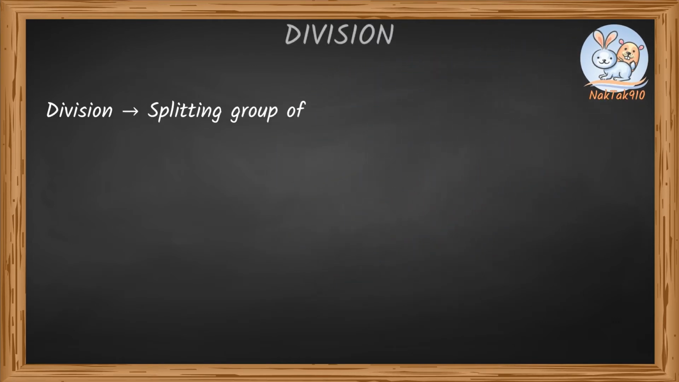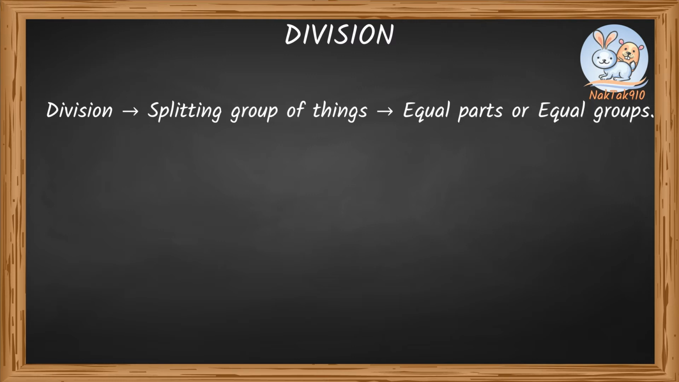Division means splitting a group of things into equal parts or equal groups. Simple, isn't it? Well, let's do some problems to make this easier. There are 4 cookies and 2 kids want to share them equally. This is when we divide.